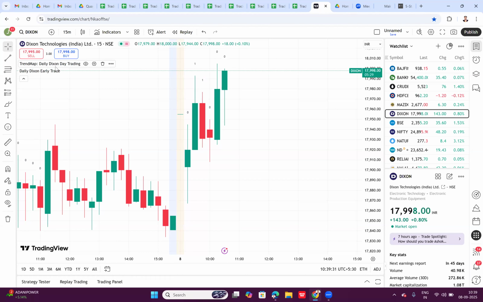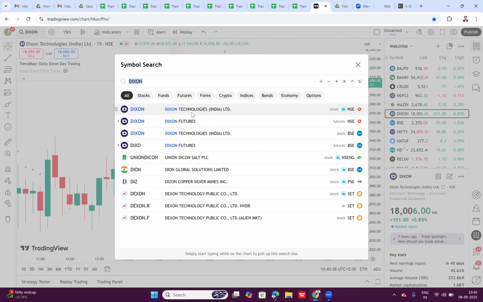I am repeating once again. For trading in Dixon option, we have to check the setup of the Dixon daily trade indicator on the Dixon spot chart. We open this Dixon spot chart on TradingView, select the 15-minute time frame and apply the daily Dixon day trading indicator. If anyone wants to trade in Dixon future, then we have to open the chart of Dixon future. For option, we open the Dixon spot chart; for future, the Dixon future chart.